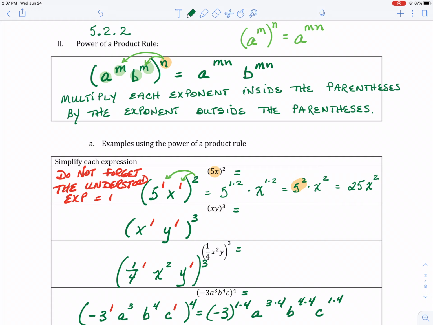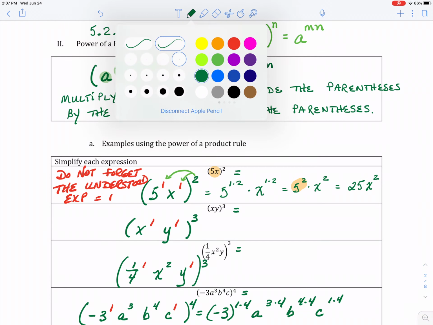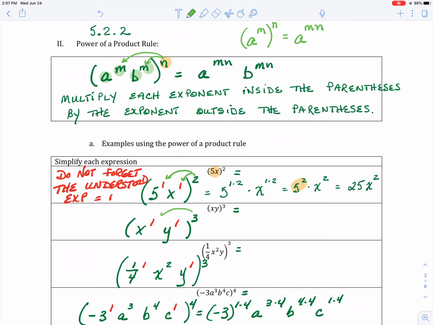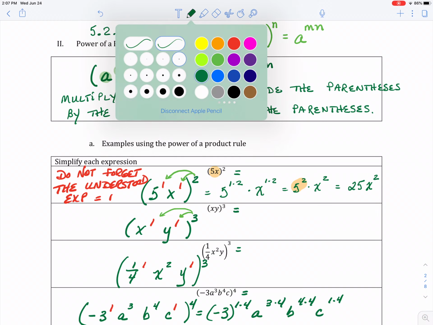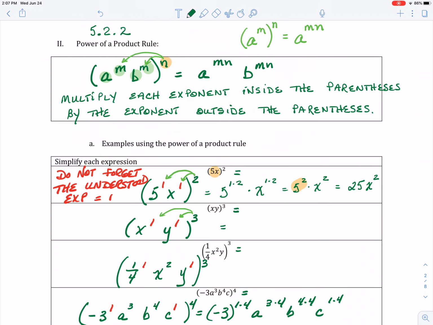All right, same thing on the next one. You can see that I've written it so that you can clearly see the exponents of 1, and now you're going to see me multiply this 3 on the outside, the exponent on the outside, by the exponent on the inside. So this is going to become x to the 1 times 3 times y to the 1 times 3, or just x to the third times y to the third.